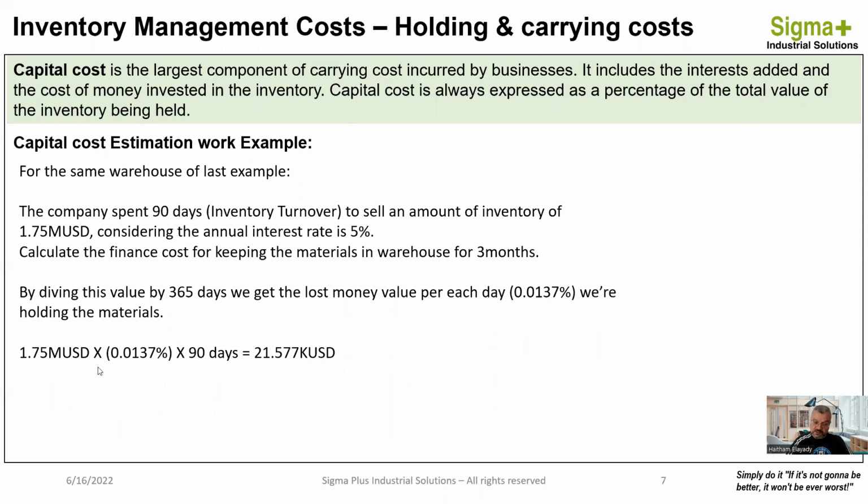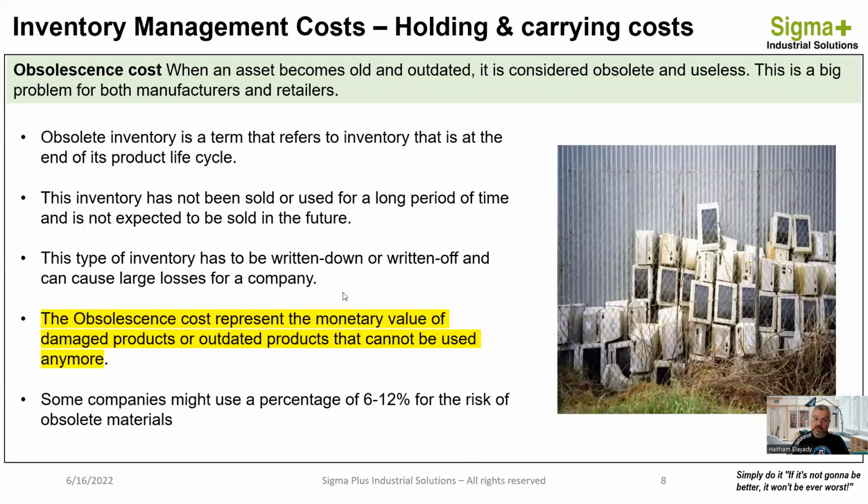So if I want to calculate the wasted money for keeping the materials that have a value of $1.75 million for 90 days, then simply we will multiply the 1.75 million with 0.01% multiplied with the 90 days, and it will be equal to 21.5 KUSD or $21,500. Okay.